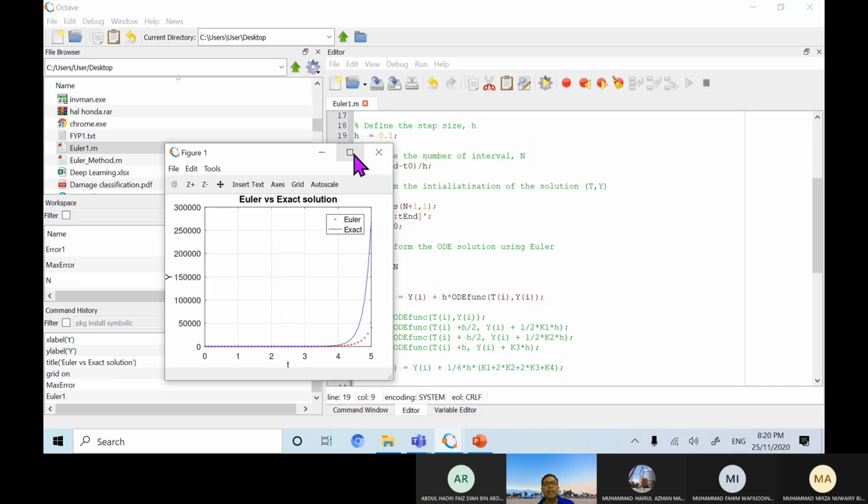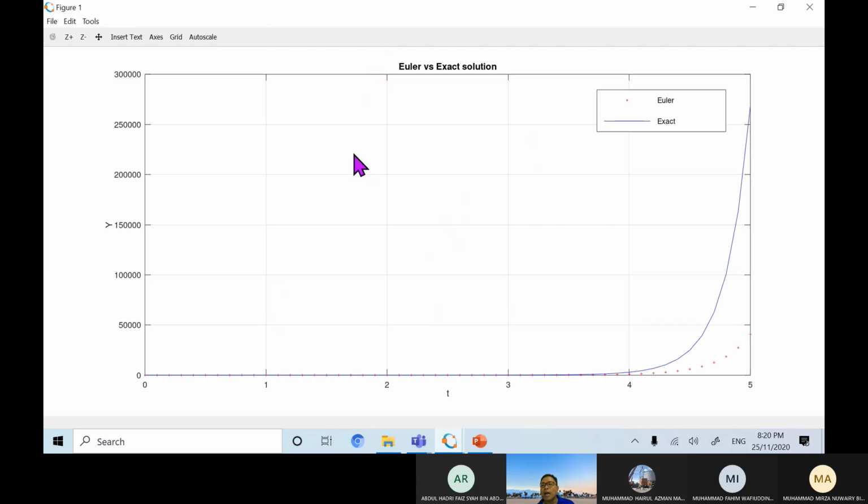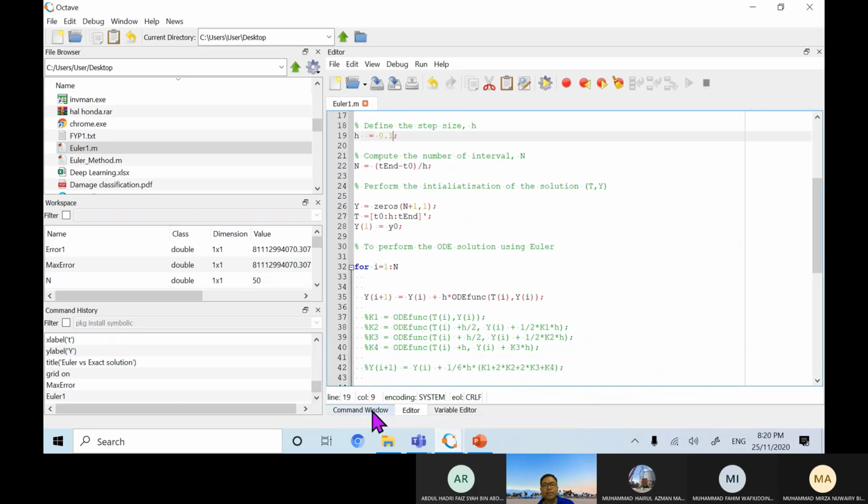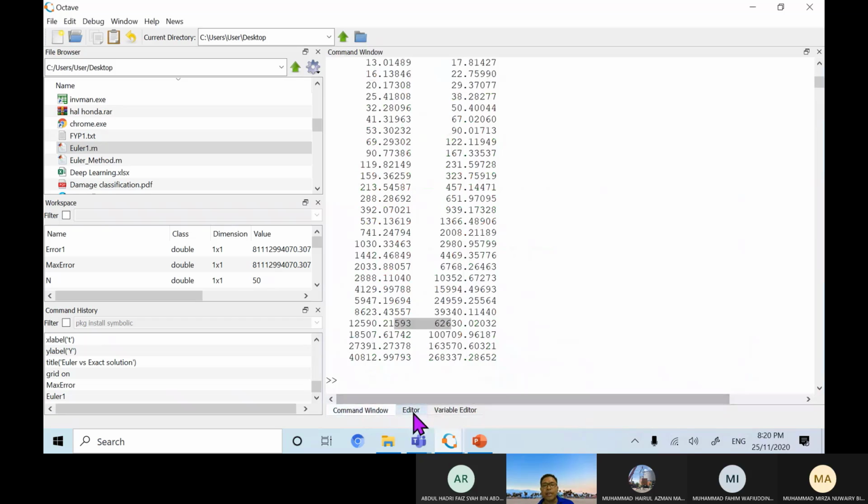Dan nampak bila gunakan smaller size of H, ada improvement sedikit. So nampaknya semua titik yang exact ni memang okey, tepat. Sehinggalah bila T itu more than 4, dia ada slight difference between the exact. So now try to see the error. To see the error, how much is the error?